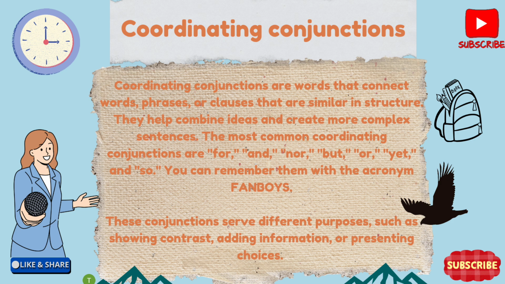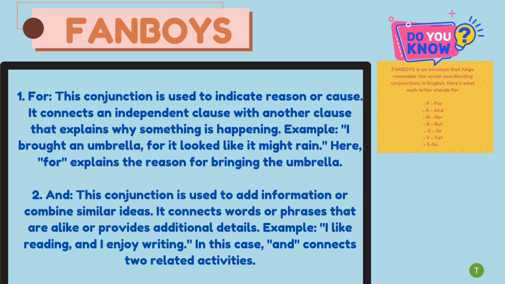F refers to for, A refers to and, N refers to nor, B refers to but, O refers to or, Y refers to yet, and S refers to so. These conjunctions serve different purposes such as showing contrast, adding information, or presenting choices. Now it's time to learn FANBOYS. First of all, here is for.